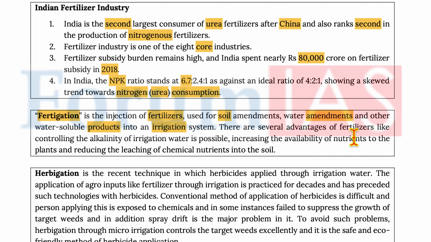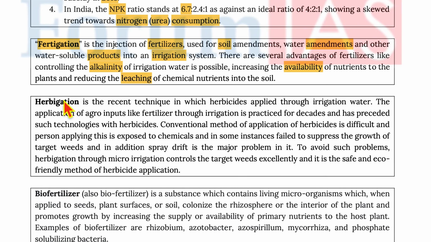There are several advantages of fertigation, like controlling the alkalinity of irrigation water is possible, increasing the availability of nutrients to the plants, and reducing leaching of chemical nutrients into the soil. Now, herbigation is the recent technique in which herbicides are applied through irrigation water.